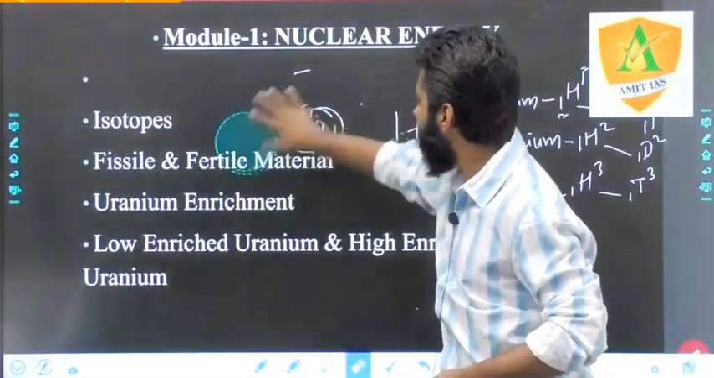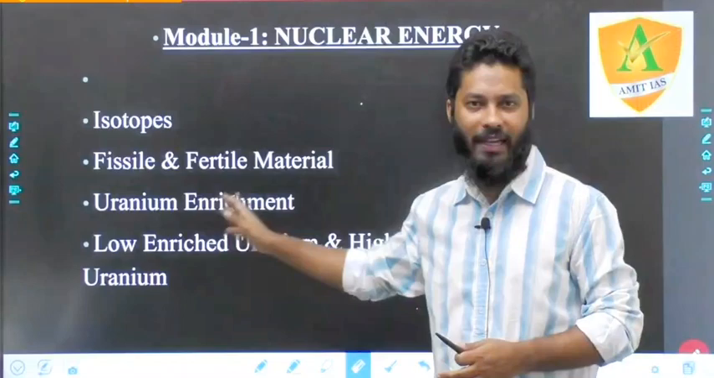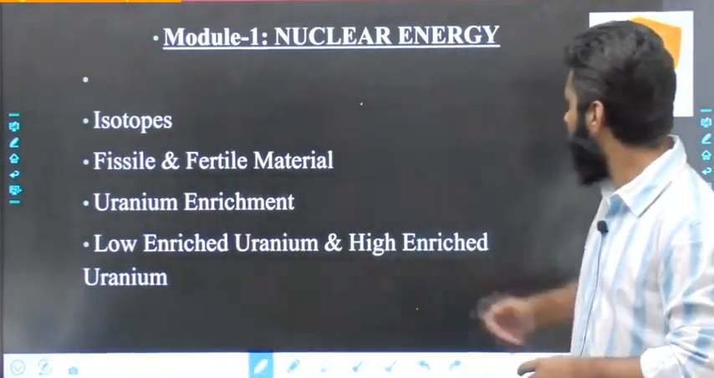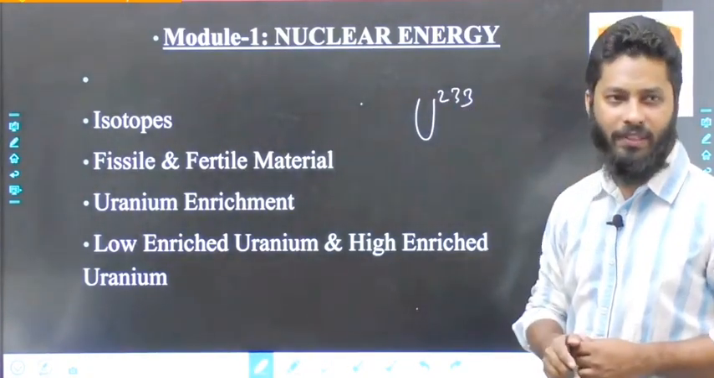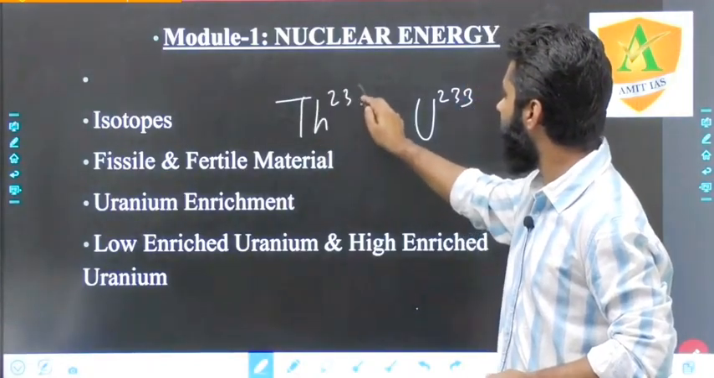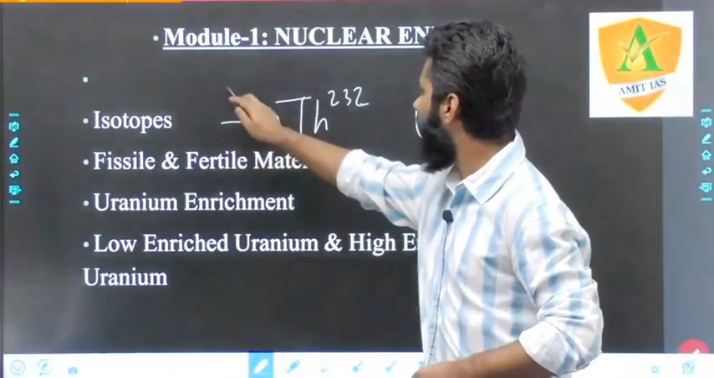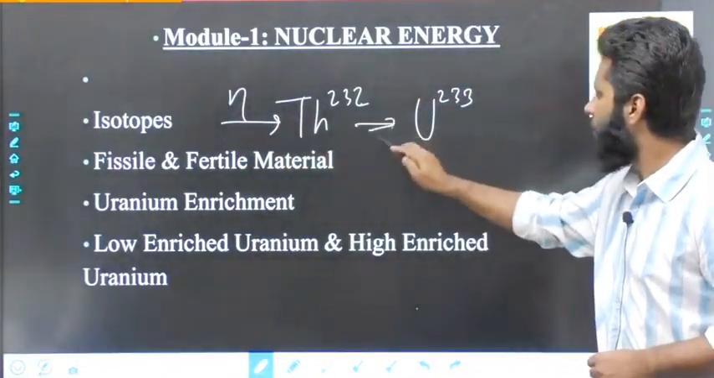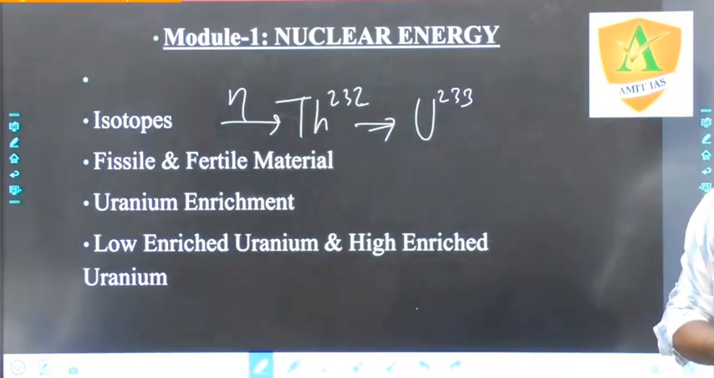So are we clear with this? Isotopes. What are isotopes? What are fissile and fertile material, right? One more thing I want you to understand here is uranium 233. We have got uranium 233 from thorium 232, right? We bombarded neutron on thorium 232 and we got uranium 233 because thorium is fertile in nature and it gets converted into uranium 233.